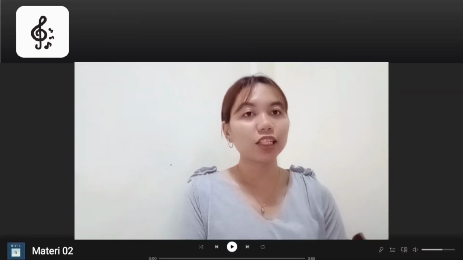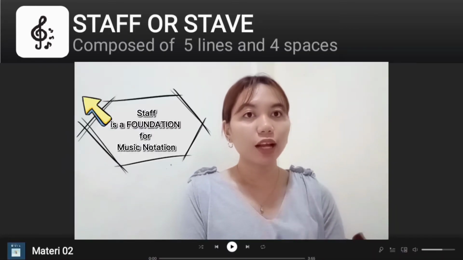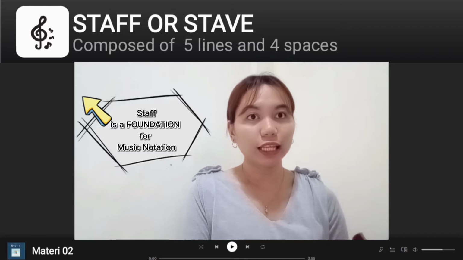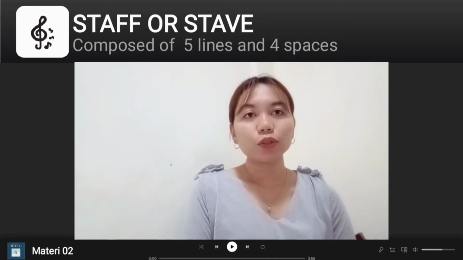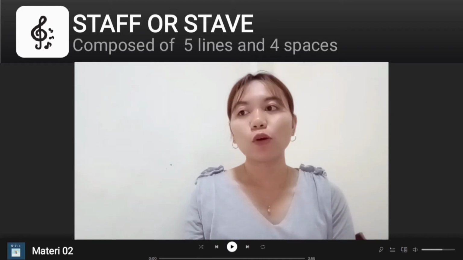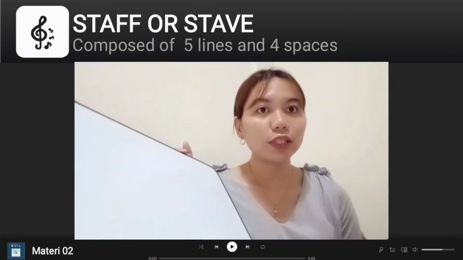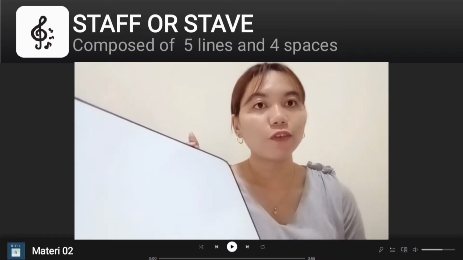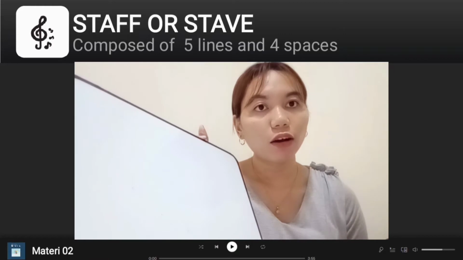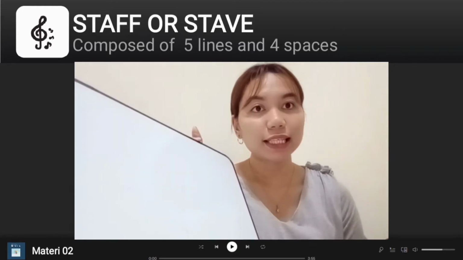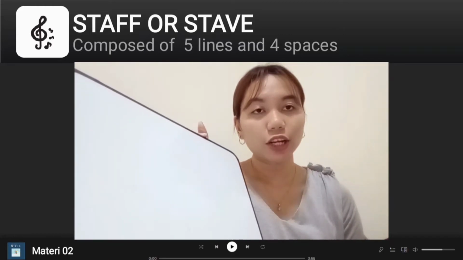Octave, or mas kilala siyang staff. Okay, so staff is a foundation for music notation. At yung staff, papakita ko sa inyo, meron ditong whiteboard kung saan i-drawing natin yung staff. Staff consists of 4 spaces and 5 horizontal lines.